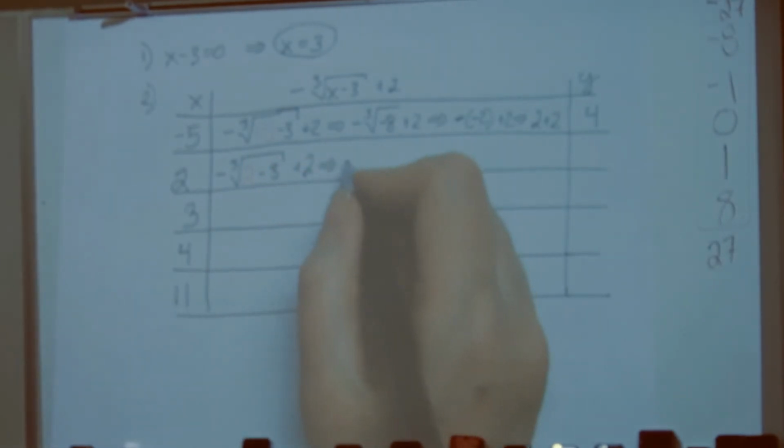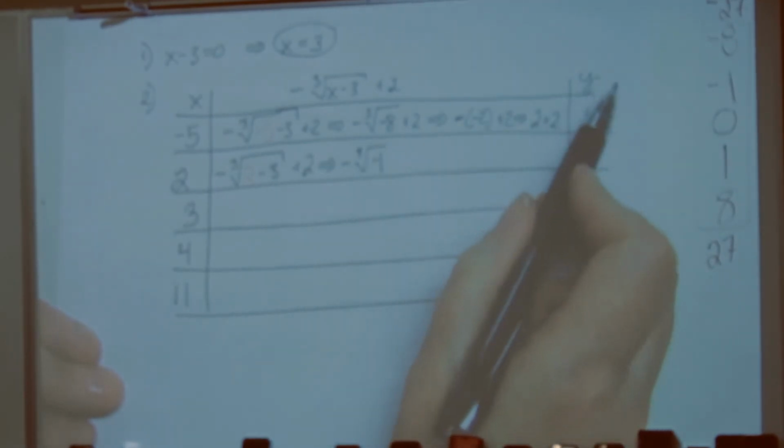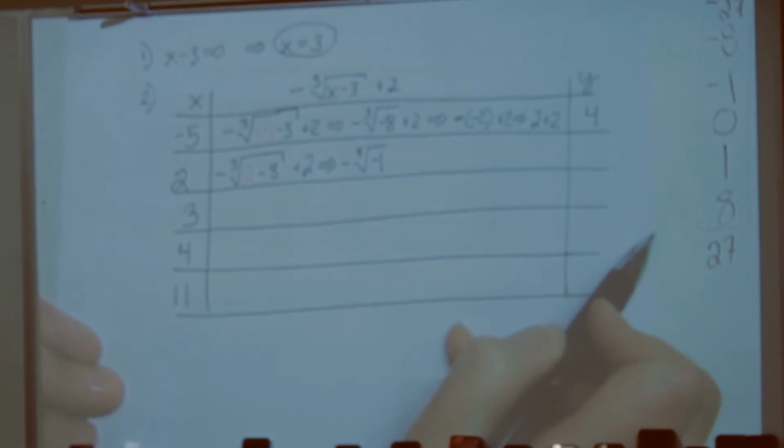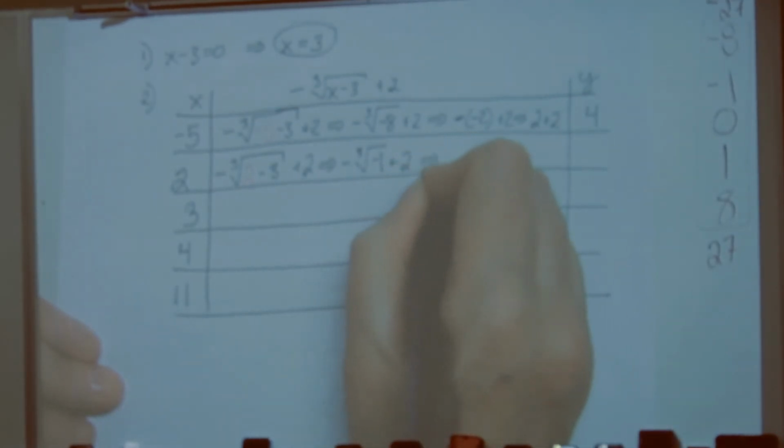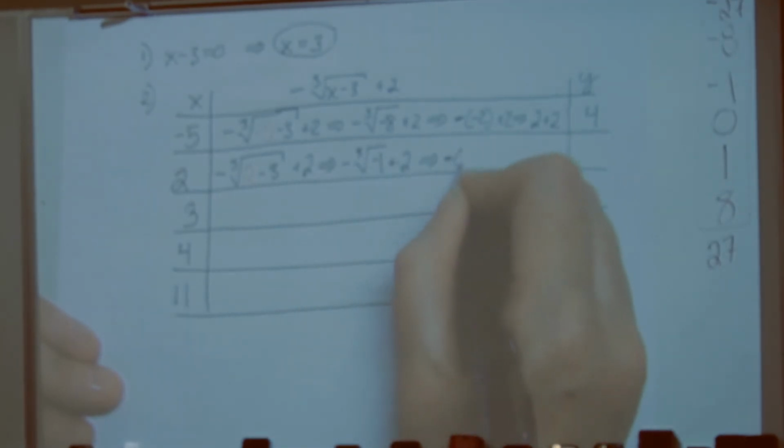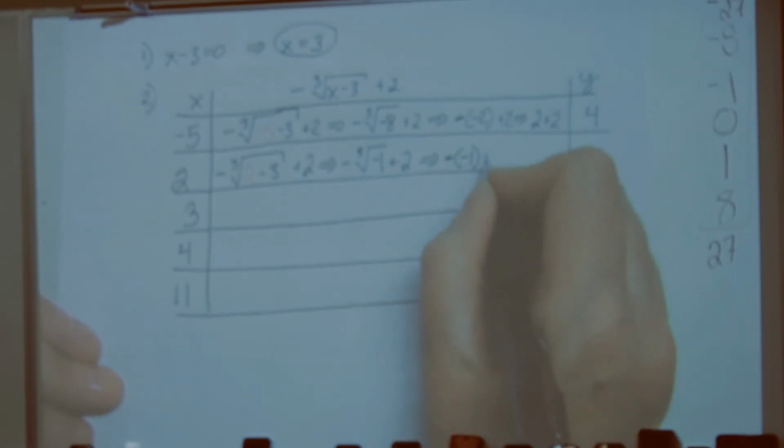Remember, always do the inside of the radical first. You gotta do the parentheses, right? So we have the negative cube root of -1. Again, -1 is one of these answers on the board over here, right? That's what we made. Awesome. What is the cube root of -1? Yes, it's -1. Great.